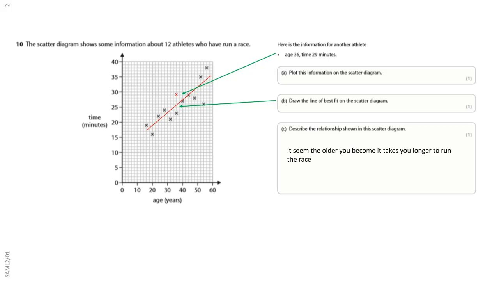So again, this is a question perhaps you need to have a look at. Draw the line of best fit on the scattergram. So really what you're trying to do with something like that is go up the centre in this particular instance, which is what I've tried to do. Sometimes more difficult to draw these on a computer, but essentially the best fit is going to be the line going up the centre. And describe the relationship shown in this scattergram. Well, regrettably, it seems the older we become, the longer it takes to run the race.